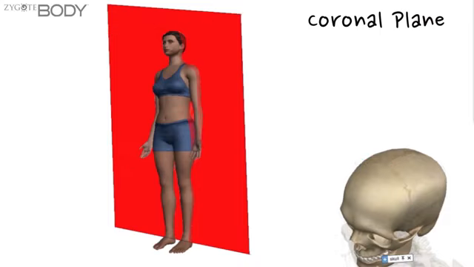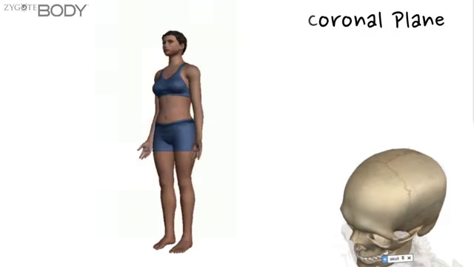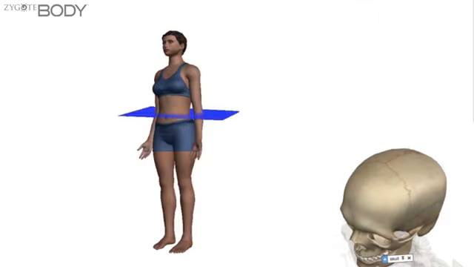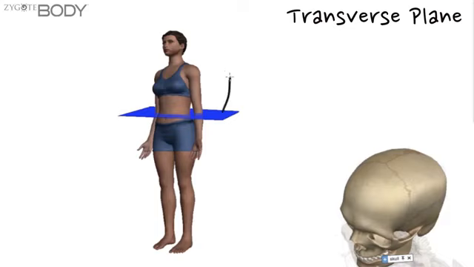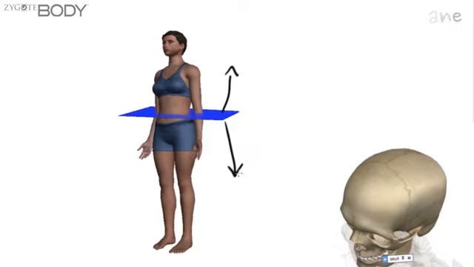Now moving on to the third and final plane. This is called the transverse plane, and it's a crosswise plane that divides the body or any of its parts into the upper and the lower parts, and it is also called the horizontal plane.